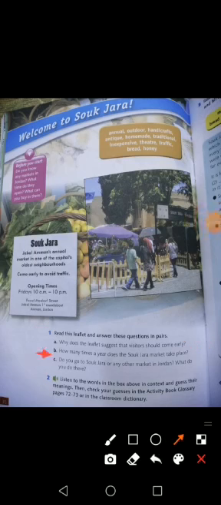So the next one. B. How many times a year does the Souk Jara market take place? The Souk Jara market takes place once a year, right? Once a year. So the next question.